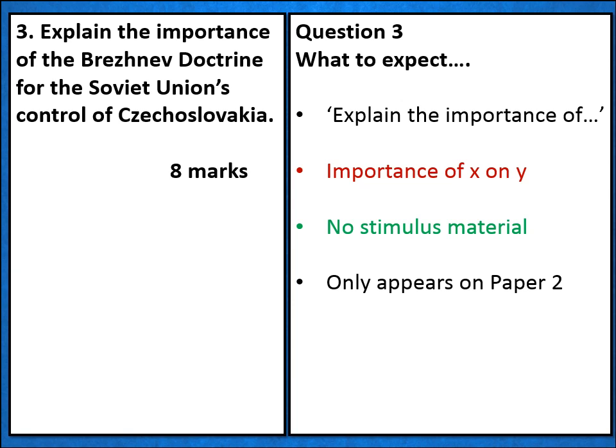The question will start with that root of explain the importance of, and then you can see there are 2 topics within the question. For us here it's the Brezhnev Doctrine, which we'll call X, and the Soviet Union's control of Czechoslovakia, which we'll call Y.